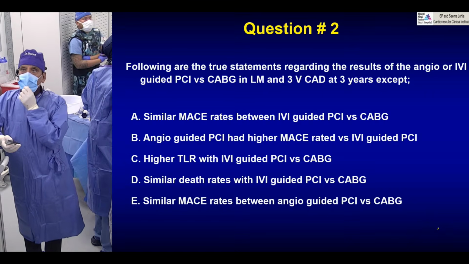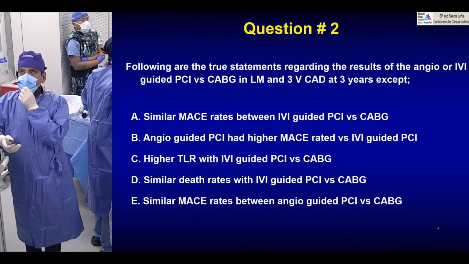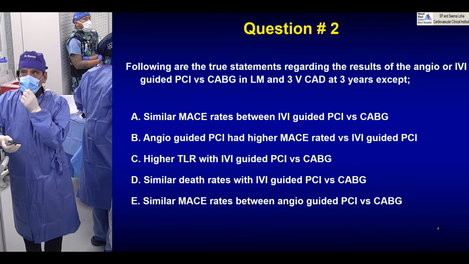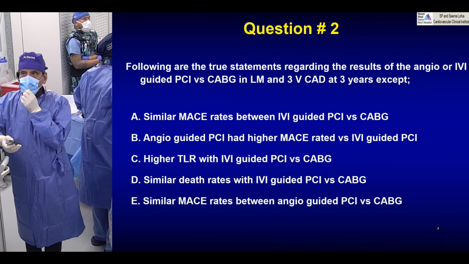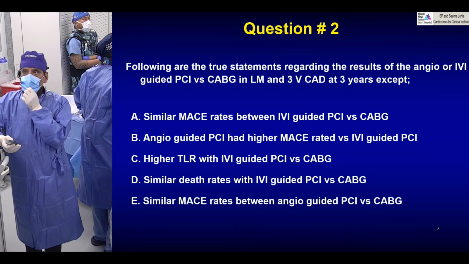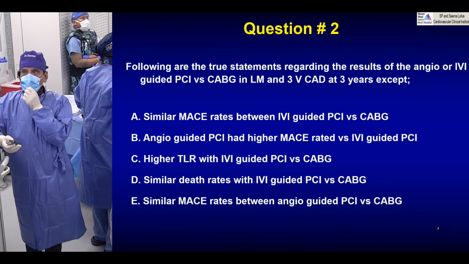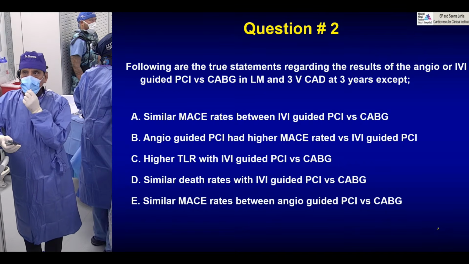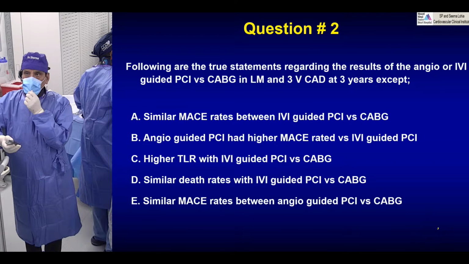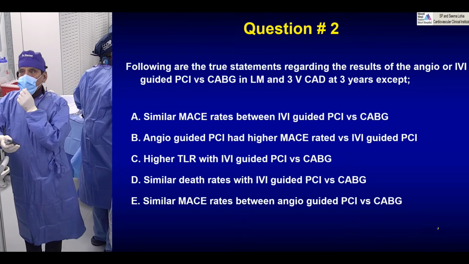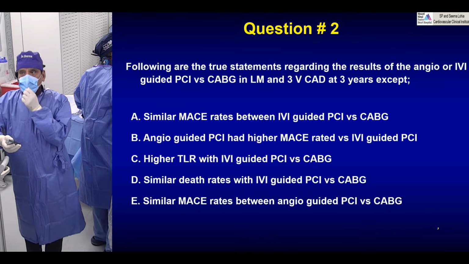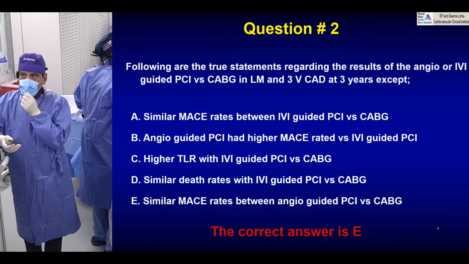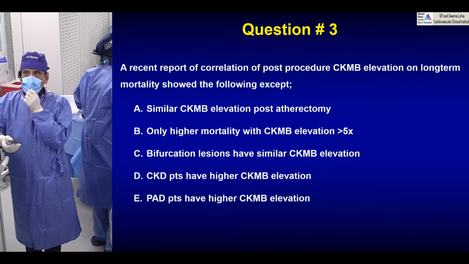Then, following are the true statements regarding the results of angio versus imaging guided PCI versus CABG in left main and 3-vessel disease at 3 years. Similar MACE rates between intravascular imaging guided PCI versus CABG. Angio guided PCI had higher MACE rate versus imaging guided PCI. Higher TLR with imaging guided PCI versus CABG, similar death rates with imaging guided PCI versus CABG, and similar MACE rates between angio guided PCI versus CABG. The answer that is wrong is E, because there is a higher MACE rate with angio guided PCI versus CABG.